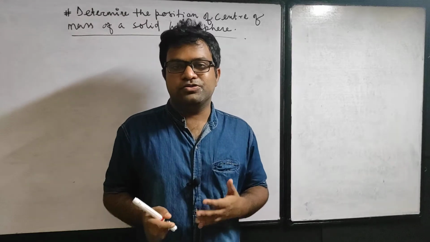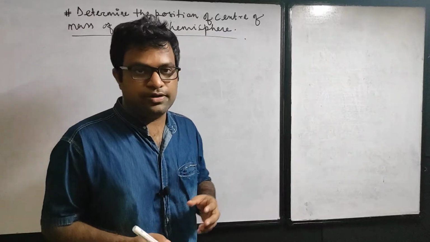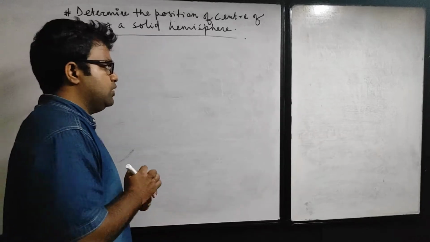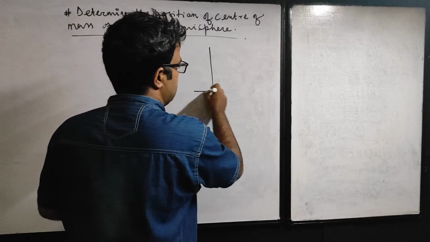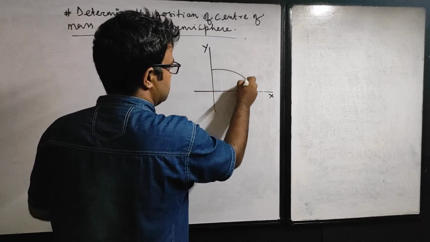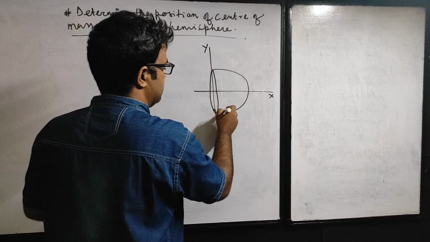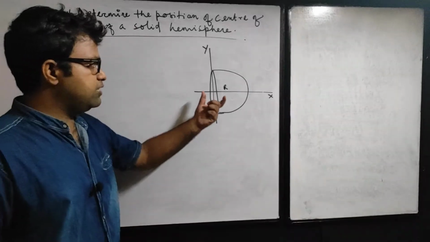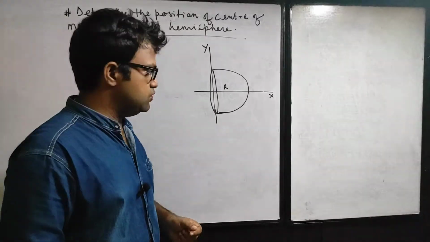Hello, welcome back. So today in this video I'll calculate the center of mass of a solid hemisphere of radius R. Let's say the hemisphere is oriented in this way. This is your x-axis, this is the y-axis, and your hemisphere is oriented this way, of radius capital R. So we'll find out where the center of mass will be if the hemisphere is oriented in this way.